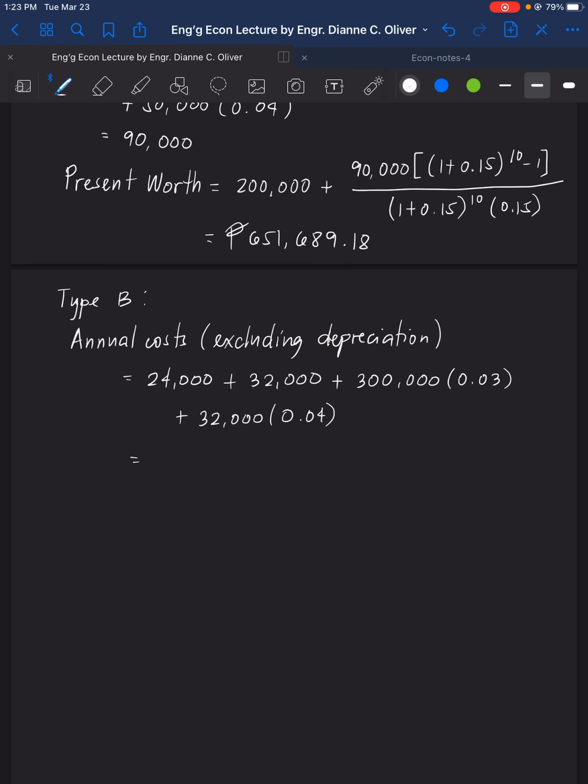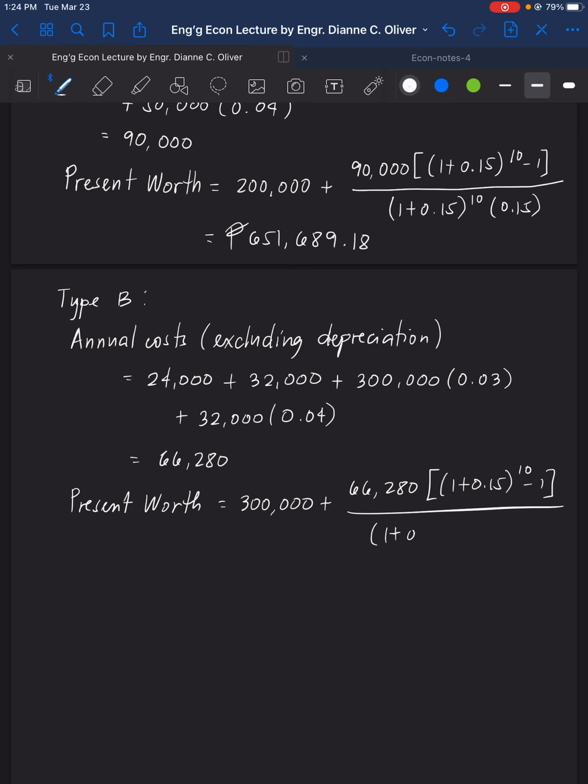So annual cost here in type B is 66,280 pesos. Therefore, present worth is now equal to first cost plus the annuity. The present worth formula for annuity, 66,280, this is the annual labor cost, times 1 plus 0.15 raised to 10 minus 1 over 1 plus 0.15 raised to 10 times 0.15.